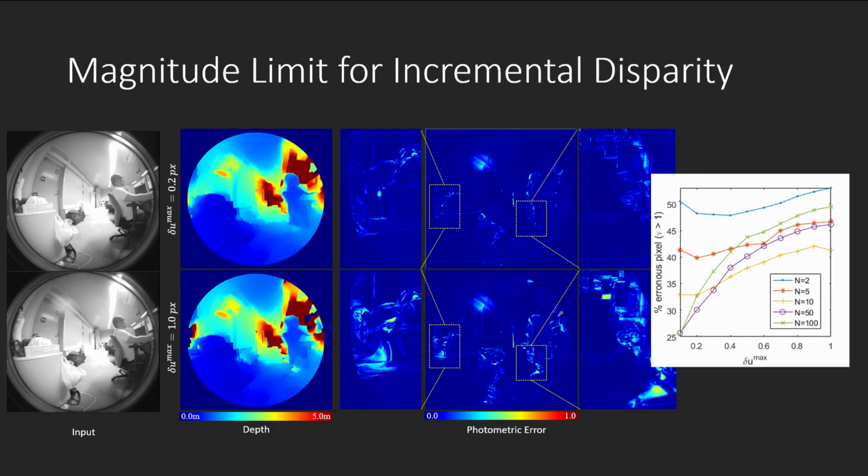We first evaluate the importance of limiting the magnitude of the incremental disparity. In these images, we can see that the photometric error increases when the incremental disparity is large, especially in high texture regions such as object boundaries. Moreover, the plot shows the accuracy decreases as the incremental disparity limit increases.